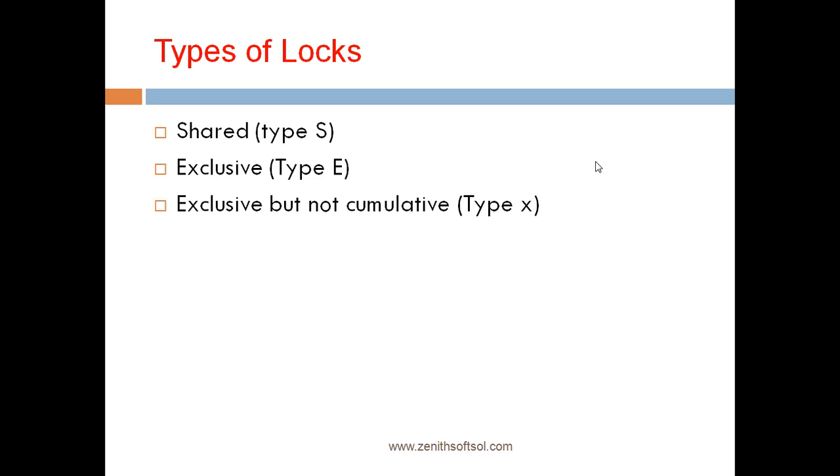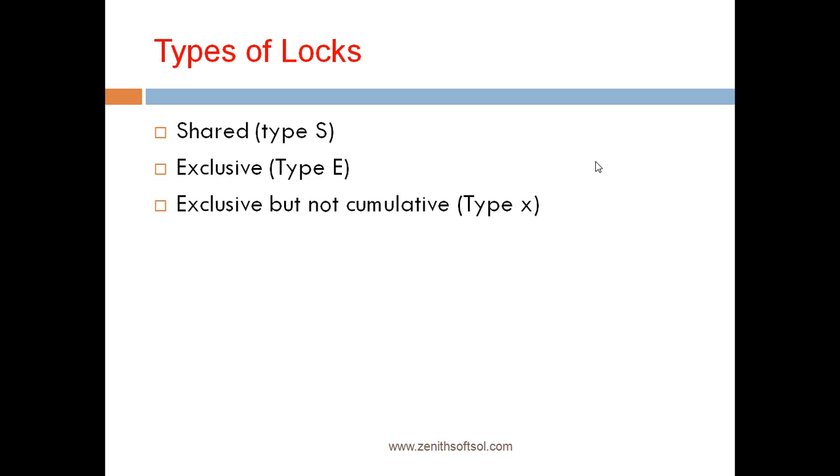So there are basically three types of locks. We call them shared, exclusive, and exclusive but not cumulative. What is a shared lock? When several users can access the same data at the same time in display mode, we call it a shared lock.